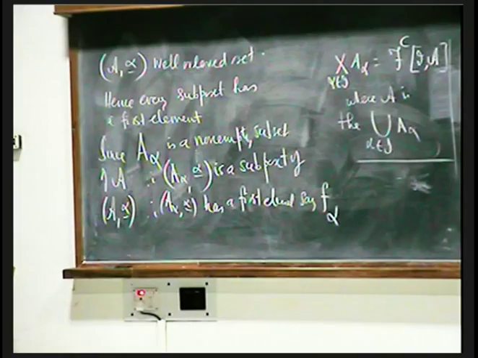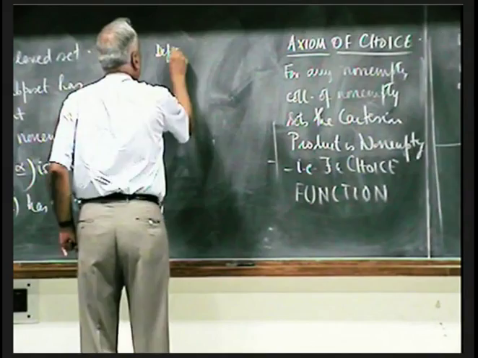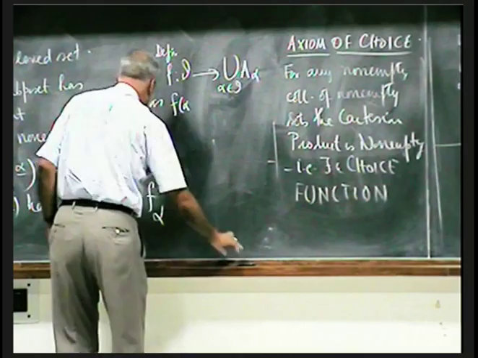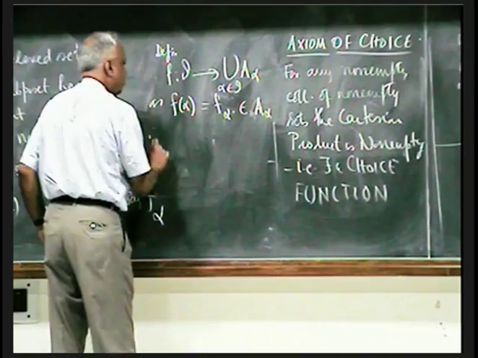So now define F from I to the union of the A alpha, alpha in I, as F of alpha. The terminology may be very terrible. Let me call it some other name. I think it's very clear. F of alpha belongs to A alpha. Therefore, F is a choice function.